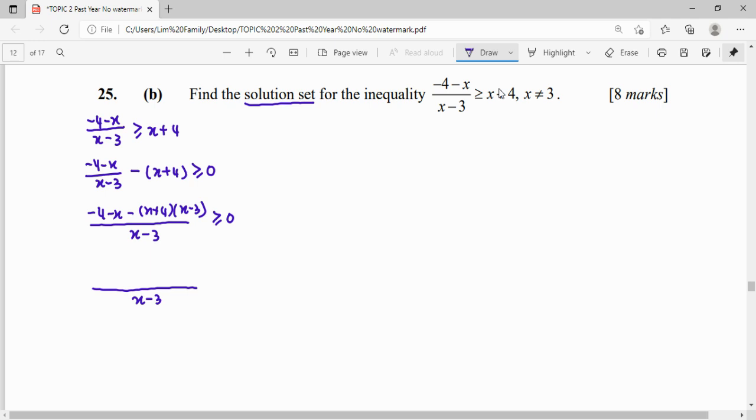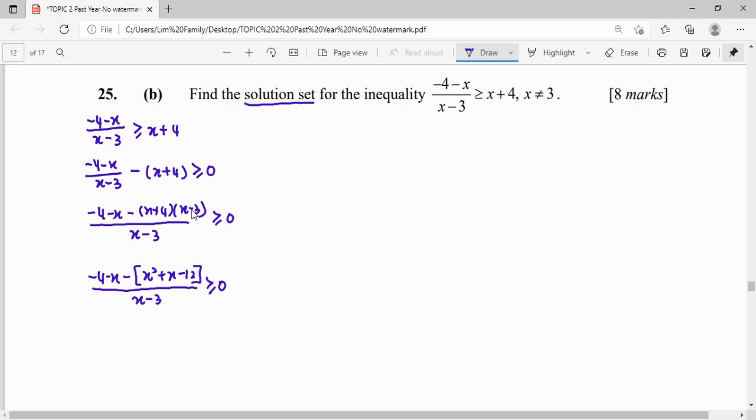We must simplify our numerator. So denominator, nothing to simplify here. So we expand the numerator. It is equal to x squared, then negative 3x plus 4x, it will be positive x, minus 12.